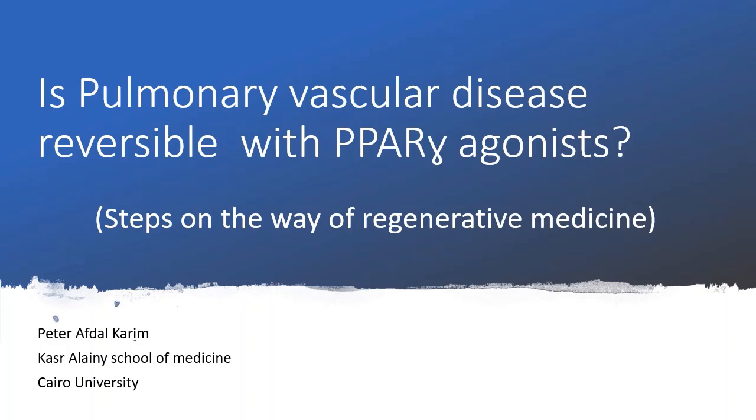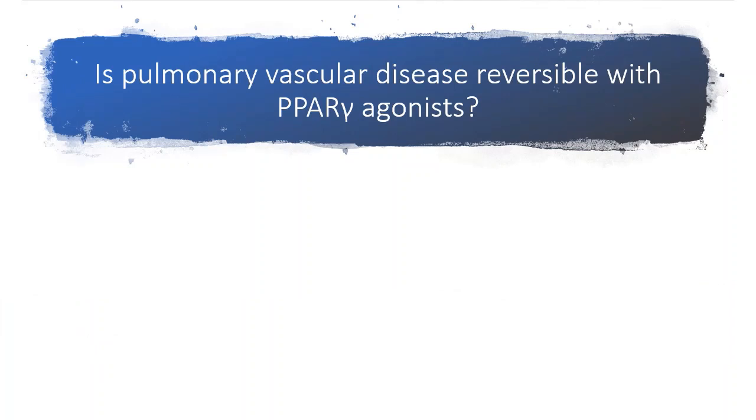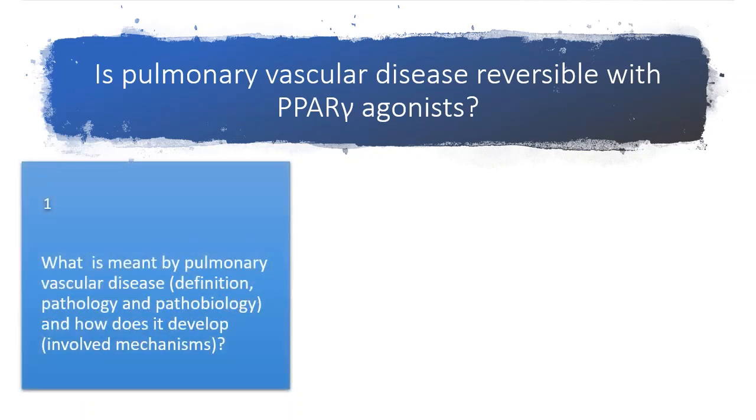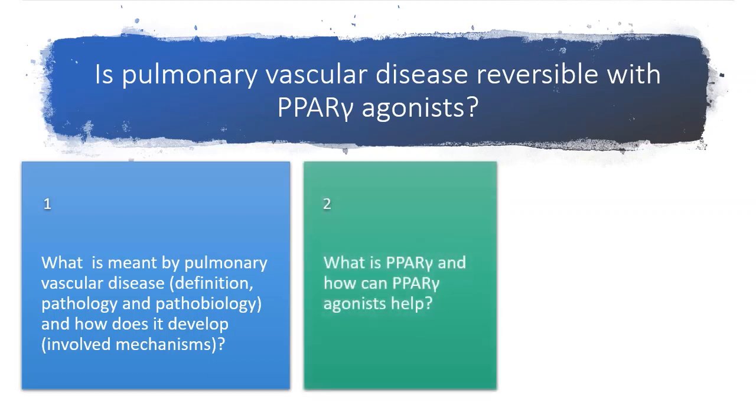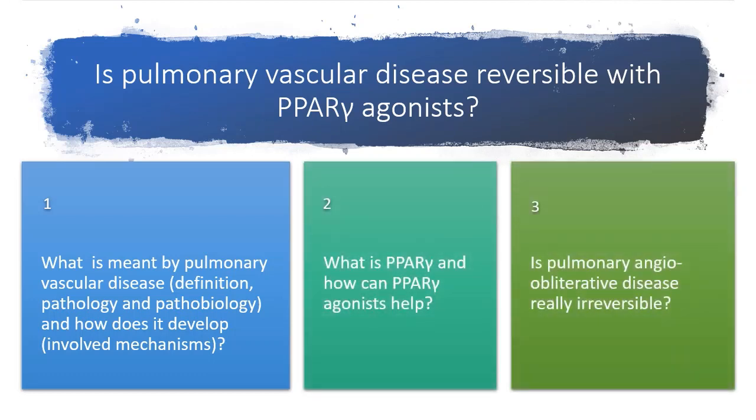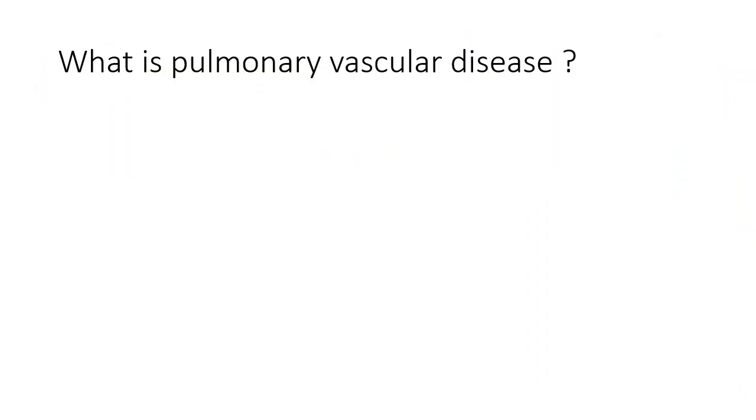So let's start. We asked a question: is pulmonary vascular disease reversible with the PPAR gamma agonists? Well, in order to be able to answer such a question, we should first divide it into 3 sections and know what is meant by pulmonary vascular disease and how it develops, what is PPAR gamma and the effect of its activation, and whether pulmonary angio-obliterative disease is really irreversible.